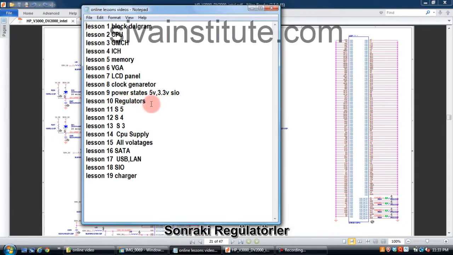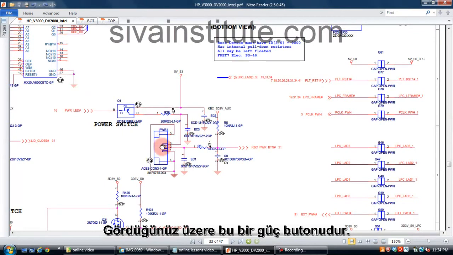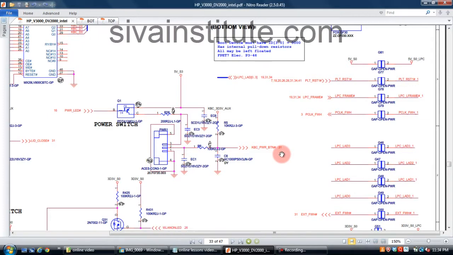Next, regulators. I will explain in these regulators, N channel, P channel, NPN transistor, PNP transistor, how it will work. I will explain all these things in regulators. S5, this is important, S5, S4, S3. So S5 means, see here, this is power switch. When you press power button, this voltage goes from 3 volts to 0, this voltage goes to page number 31, KBC IC, that means IO controller IC.